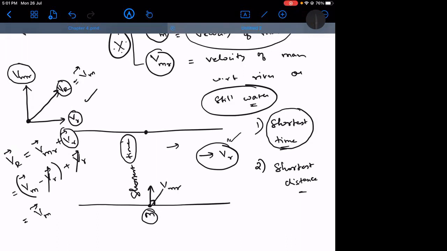Means this will be the exact velocity of man. And what will happen is he will not be able to reach the opposite end directly. He will get drifted slightly, by this distance, due to the water current, and he will reach a point P in the shortest time possible.